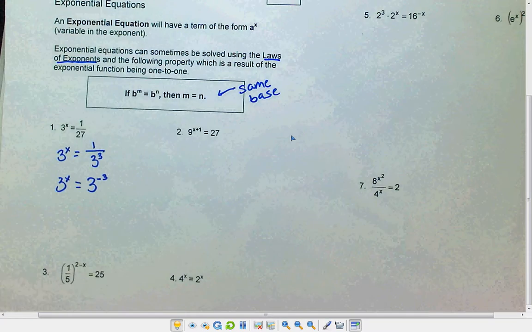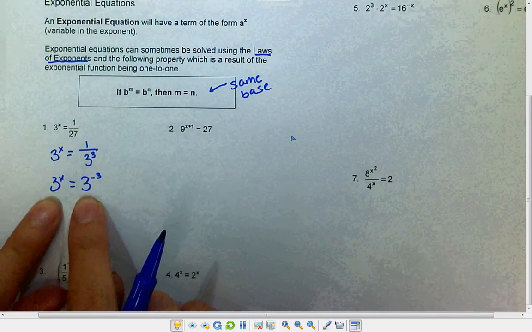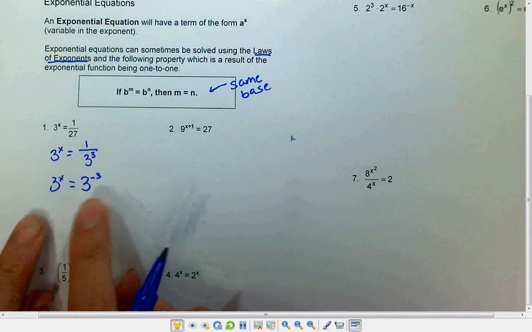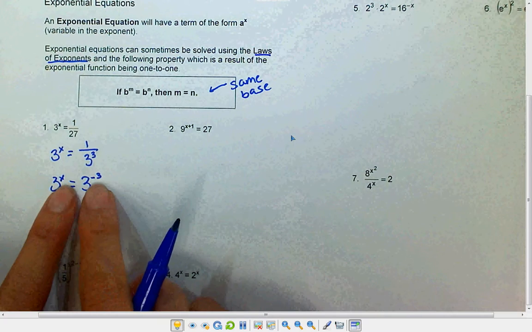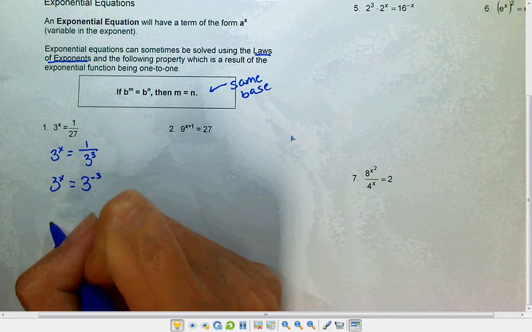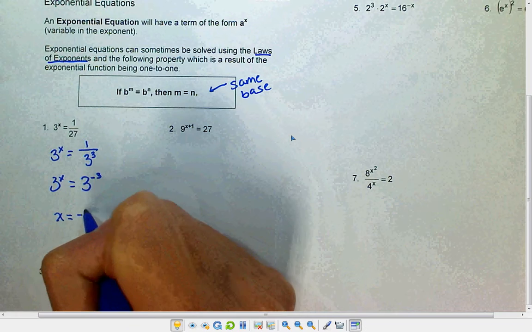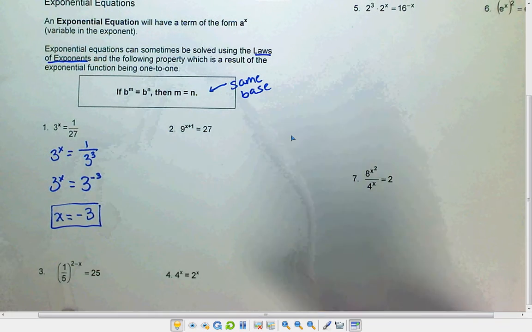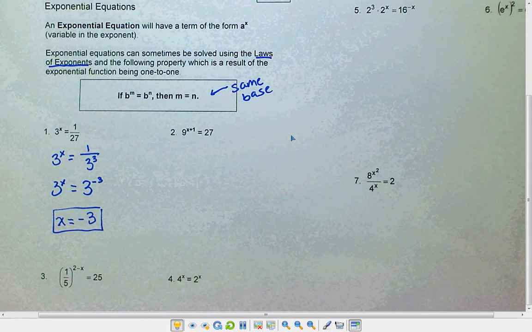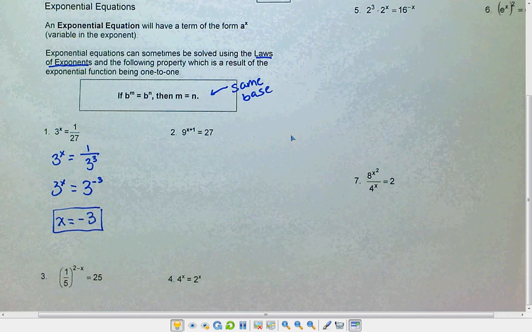Notice how now that we have the same base, 3 to the x equals 3 to the negative 3. If you have the same base, that means our exponents must be equal to each other. So this is just x is equal to negative 3. And that's our answer for number one. Okay, let's look at number two now.